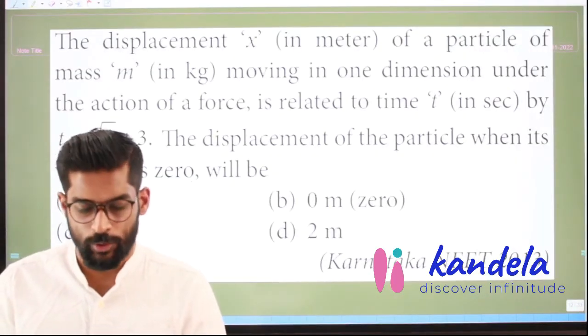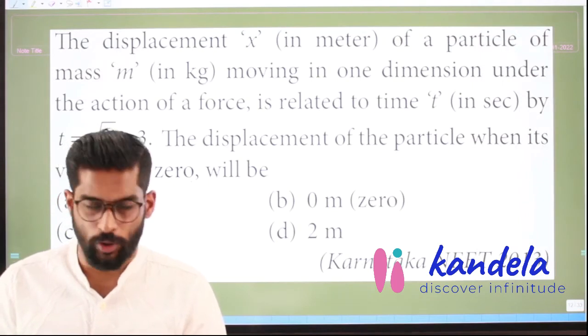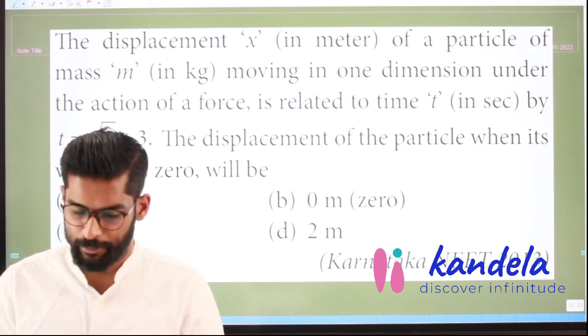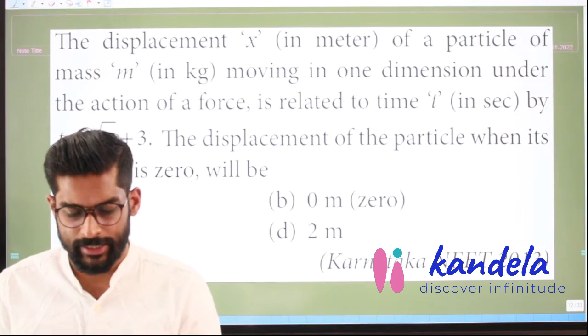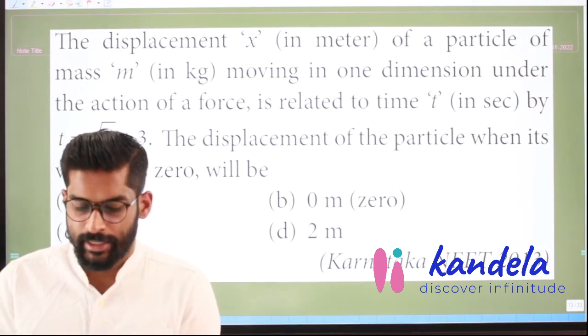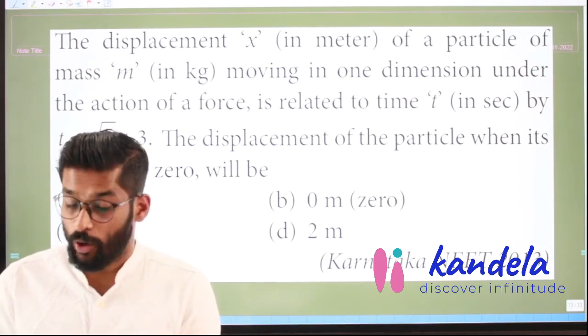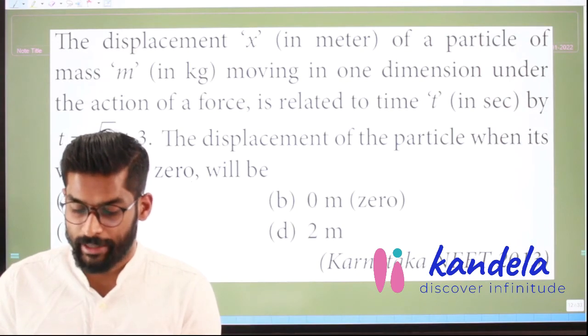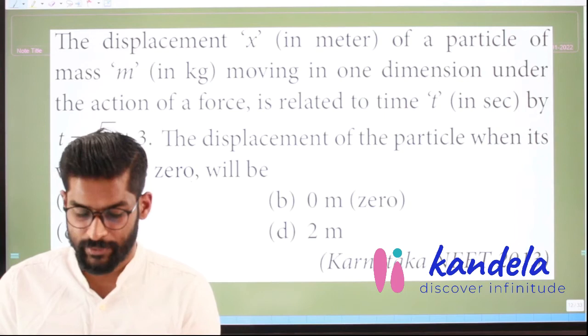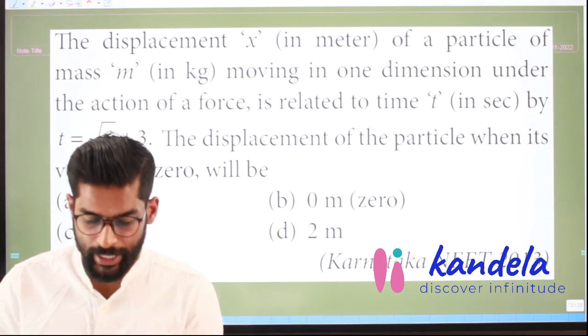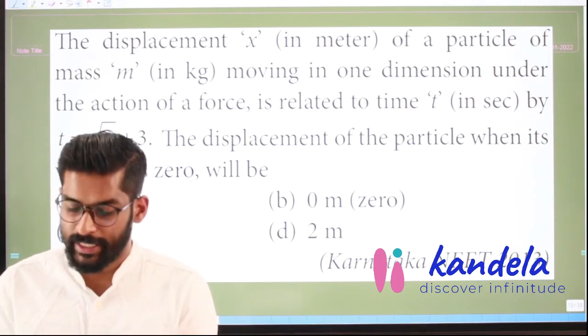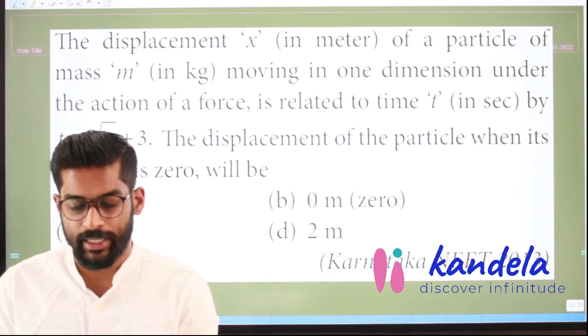Now let's move on to our last problem from this topic, instantaneous velocities and position. So let's see our question. The displacement x of a particle of mass m moving in one dimension under the action of a force is related to time t by t equal to root x plus 3. The displacement of the particle when its velocity is 0 will be.